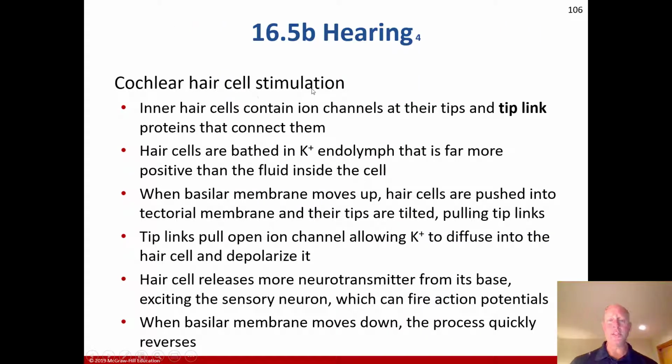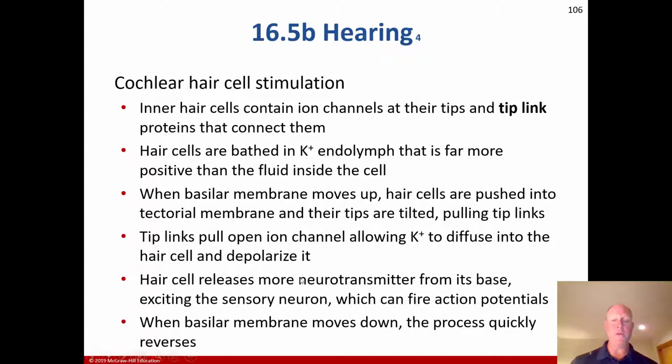For hearing, our cochlear hair cell stimulation: the inner hair cells contain ion channels at their tips, and they have tip-link proteins that connect them. The hair cells are bathed in potassium-rich endolymph that is far more positive than the fluid inside the cell. When the basilar membrane moves up, hair cells are pushed into the tectorial membrane. Their tips are tilted, pulling the tip links. Tip links pull open the ion channel, allowing potassium to diffuse into the hair cell and depolarize it. And the hair cell releases more neurotransmitter into the synaptic space, which excites the sensory neuron, which can fire action potentials.